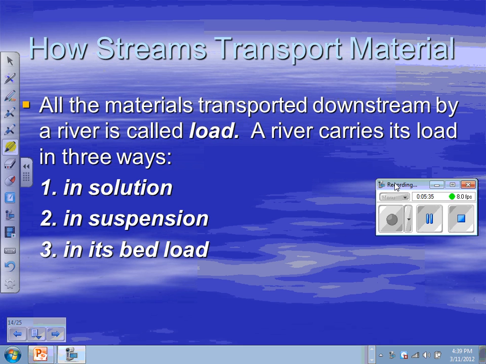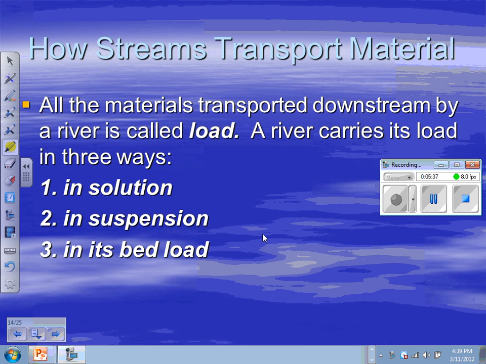How do streams transport material? All the material transported downstream by a river is called load. A river carries its load in three ways. Number one, in solution. Number two, in suspension. And number three, in its bed load.